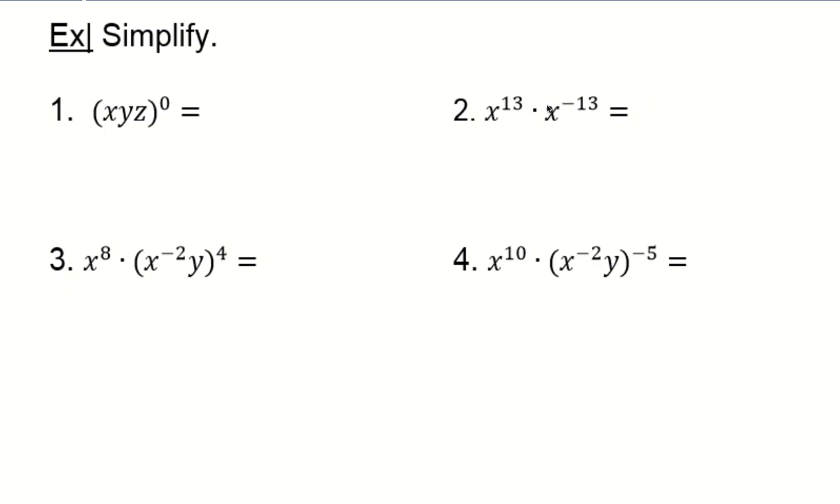So like here, you add the powers, and 13 plus a negative 13 is 0. But you wouldn't leave that as your final answer, because anything to the 0 power is just 1. You replace the whole thing with just a 1. So don't leave any exponents of 0 in your final answers, okay?